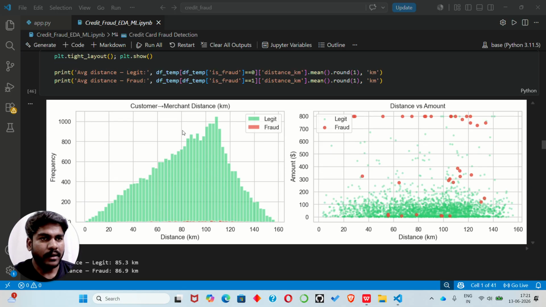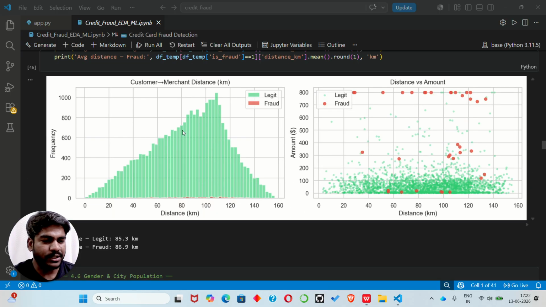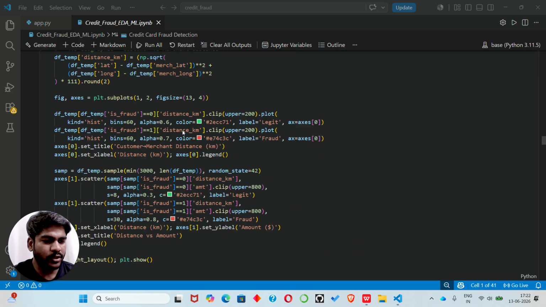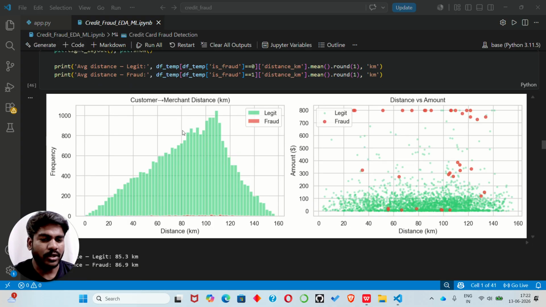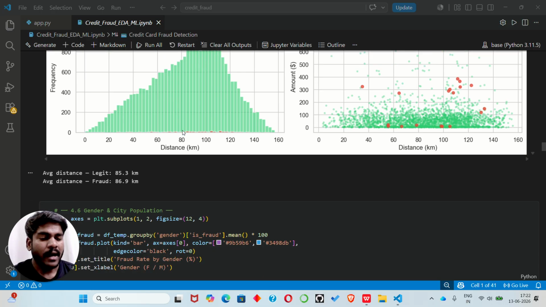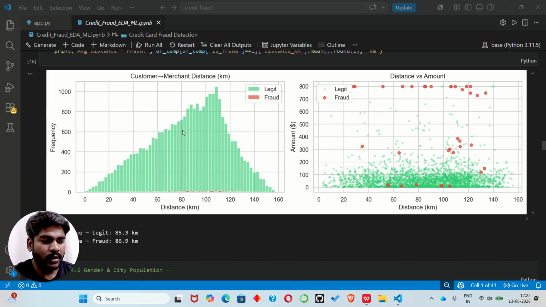I also calculated the distance in kilometers between the customer's location and the merchant location using the latitude and longitude values. The formula for this is the square root of the square of the difference in latitude plus the square of the difference in longitude. And to convert this from degrees to kilometers, I multiplied by 111. If a customer is very far from the shop where a transaction happens, this could be suspicious.